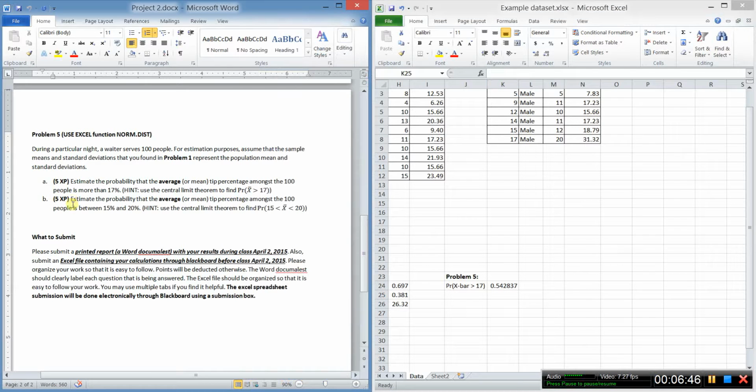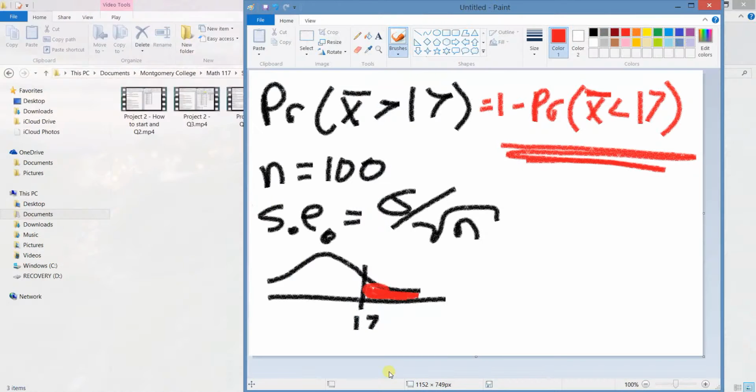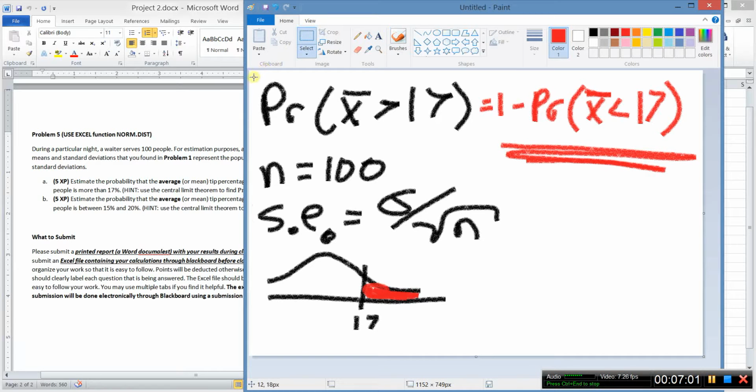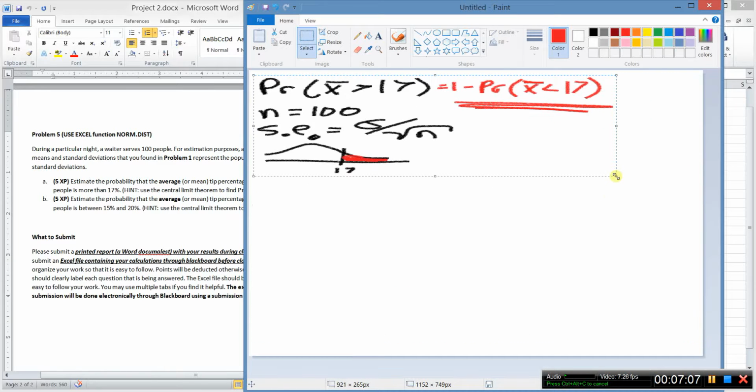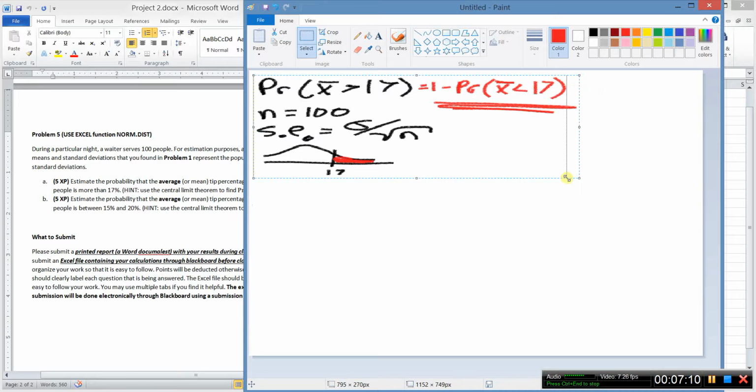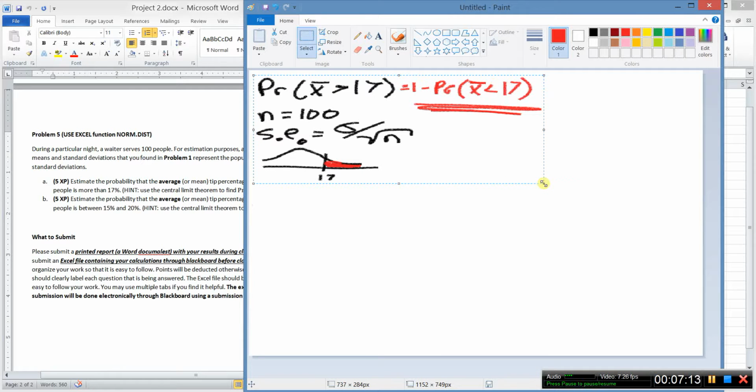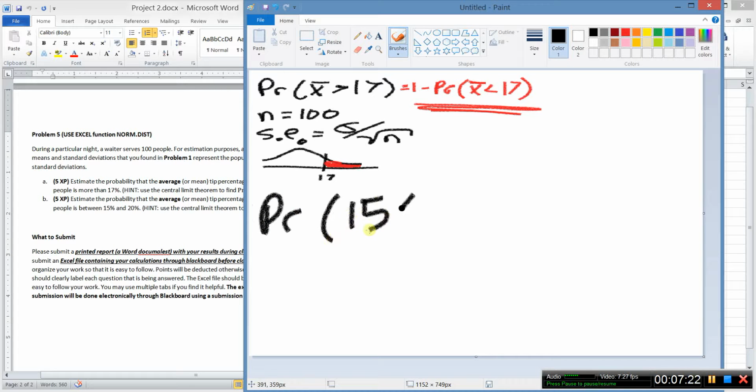And then for part B, estimate the probability that the average tip percentage amongst 100 people is between 15 and 20. Alright, so now we're going to use the same tools from part A. We're just going to change it up a little bit. So now we're trying to find the probability that x bar is between 15 and 20.